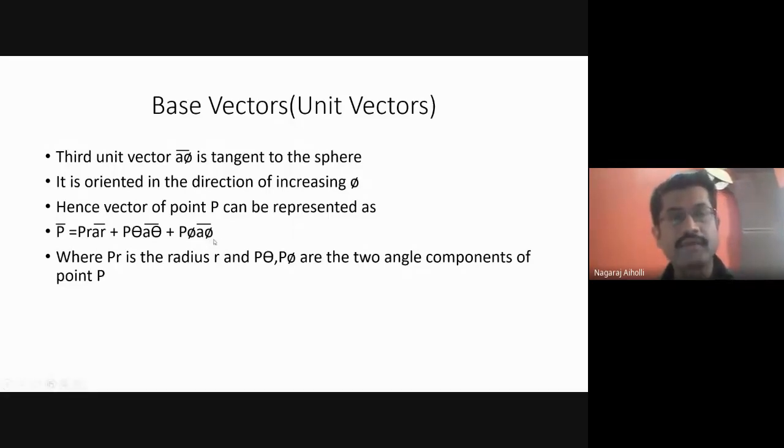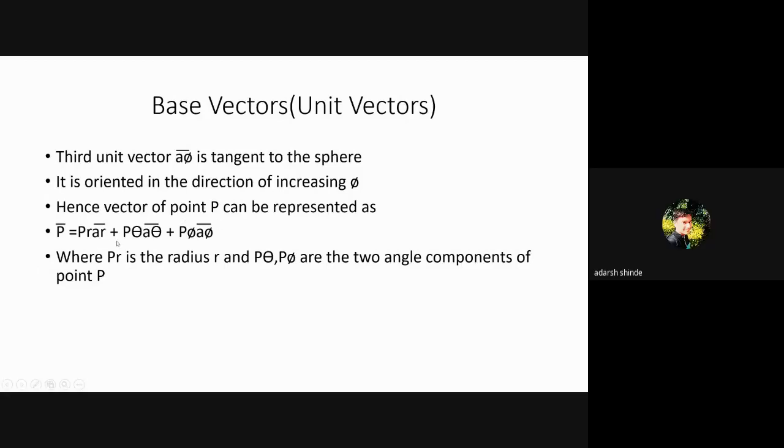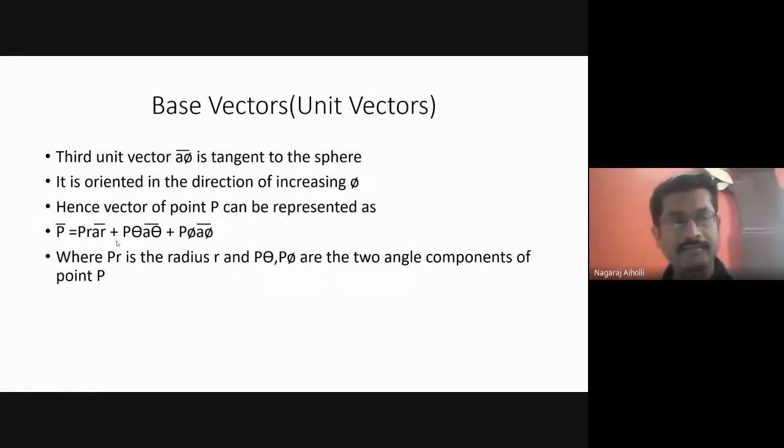Now, what is the meaning of unit vector, students? Can anybody tell me what is meant by unit vector? Unit vector means if we take the vector divided by its magnitude, the magnitude equals 1. Yes, exactly, good. The magnitude of this vector will be 1. If we take the magnitude, that is square root of PR square plus P theta square plus P phi square, that will be equal to 1. That is the meaning of the unit vector.